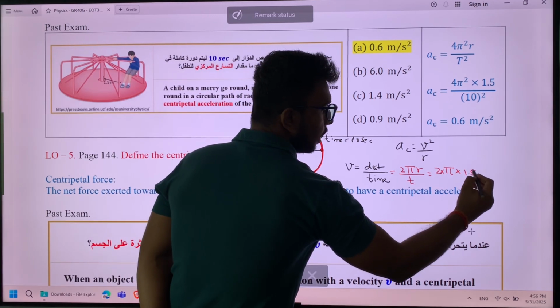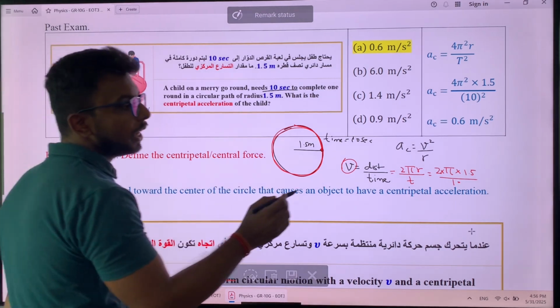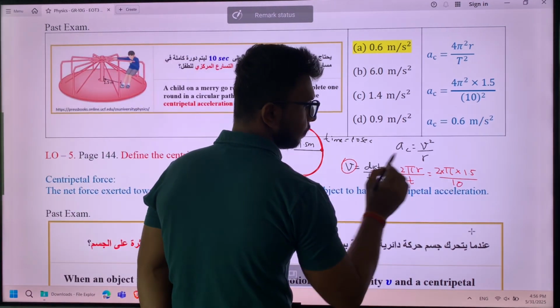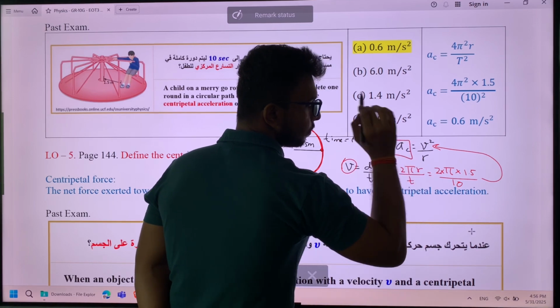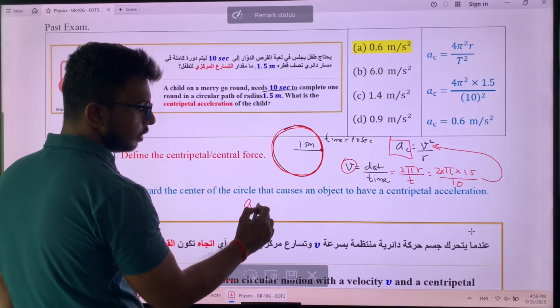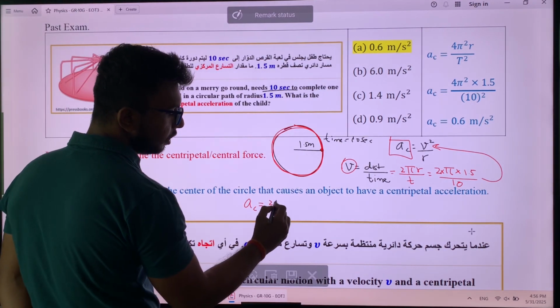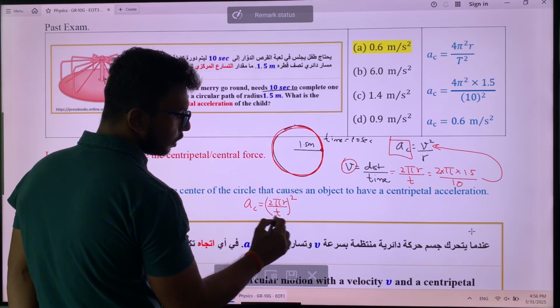R is 1.5 and time is 10. From here I will get the velocity. Once I get the velocity, that is the speed, I can put it here to get the acceleration, v square over r. So what will be the acceleration? This entire equation, 2 pi r over t, square, over r.